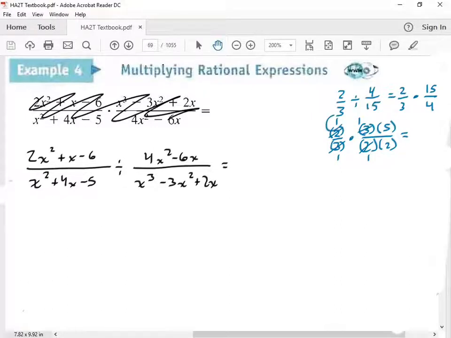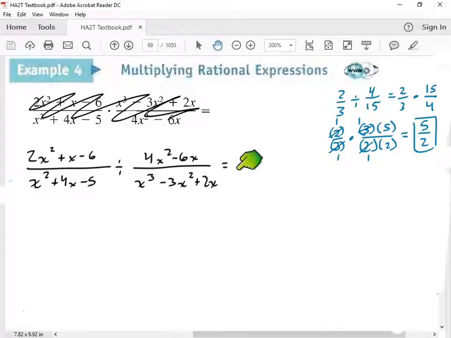Alright, so then I have 1 times 5, which equals? 5. And then I have 1 times 2, which equals? 2. So that's my final answer. So that's how you would do this division problem. You change it into multiplication and then simplify where you can and finally multiply to get your answer.